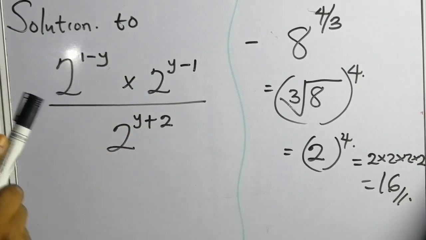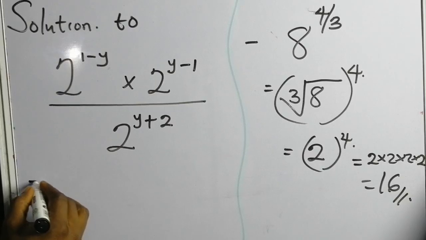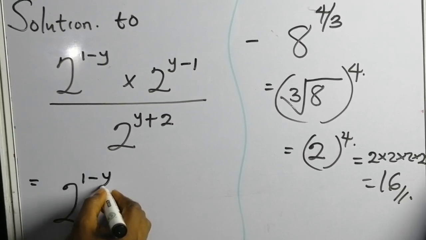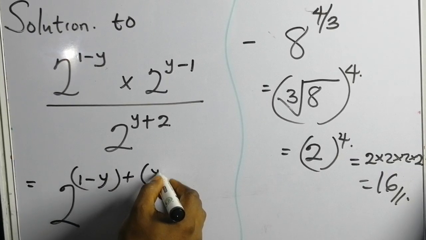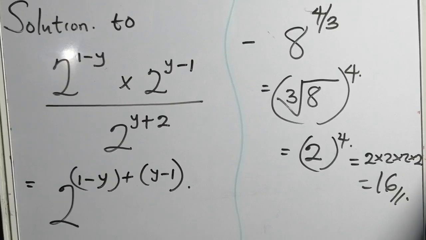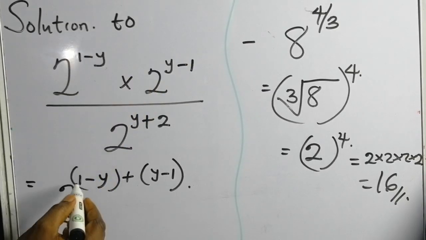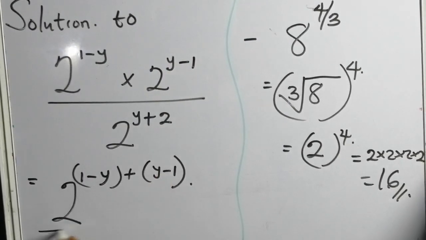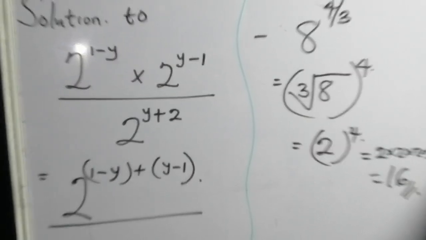The multiplication law says that pick one base and add the what? The power. It's as simple as that. So it means I can say this is 2, 1 minus y, plus y minus 1. So I pick one base, 2, add the power, 1 minus y plus y minus 1, all over 2y plus what? 2. It's as simple as that.